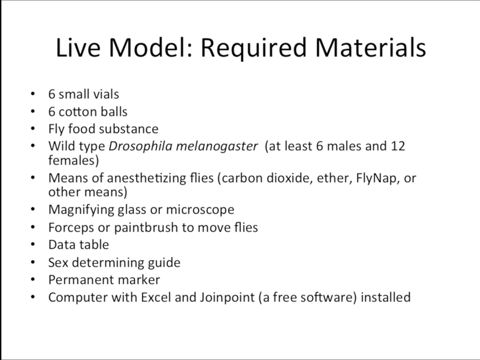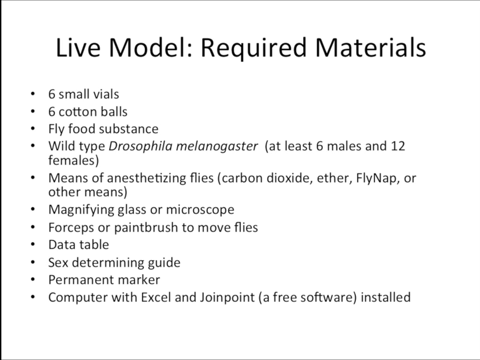The live model requires a lot more materials than the computational model would require. You have to have 6 small vials, 6 cotton balls, food to feed the flies. You have to actually have the flies, a means of anesthetizing the flies because you have to sex them. It's important to know which ones are males and which ones are females. That's the same reason you need the magnifying glass to really get in there and look at them.